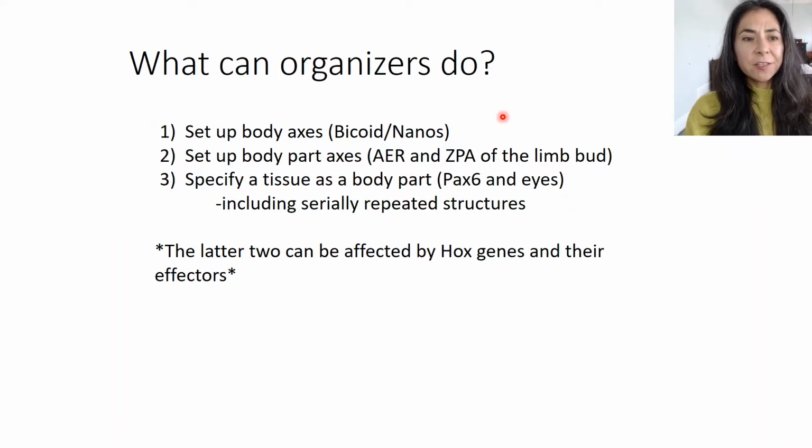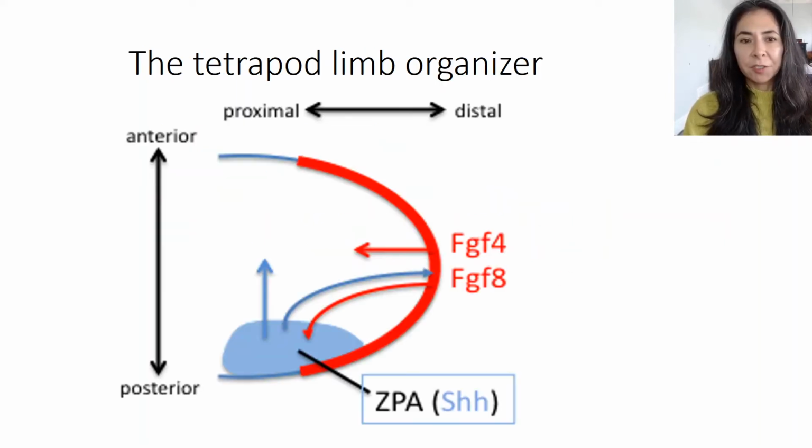So what can organizers do? Well, they can set up body axes, they can set up body part axes, and that's what we're going to look at in just a second. And they can also specify a tissue as a specific body part, for example, PAX6 specifying eyes, and that includes serially repeated structures. And so these latter two can be affected by Hox genes and their effectors.